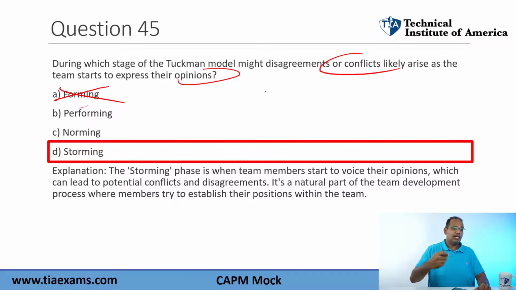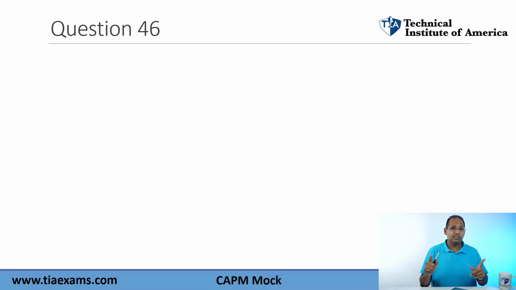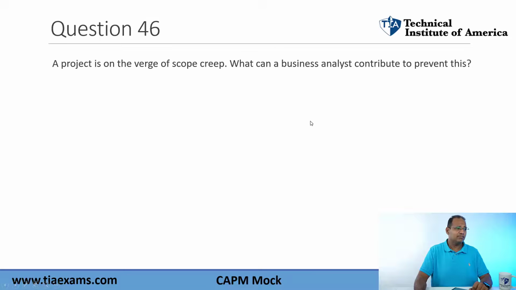Storming generally happens after forming. So after forming, they come together, then they learn about each other, they learn about the work, and then they're like, I think we should do it this way. And then somebody's like, nah, I don't want to do it that way. That's the conflict. So storming is the best answer here. Question 46. Hopefully you're still with me because we only have 5 more to go. Let's knock them out. They're not that difficult.